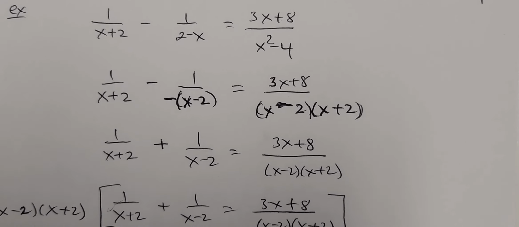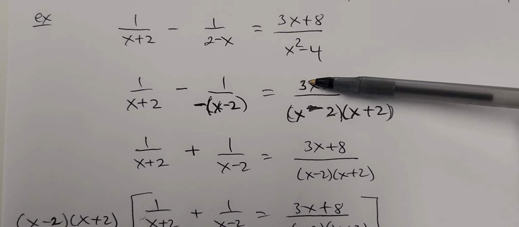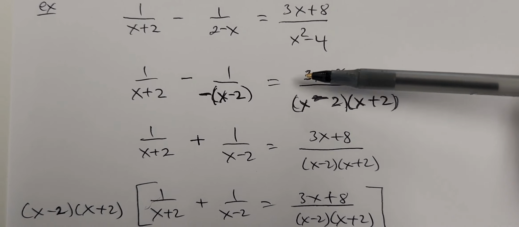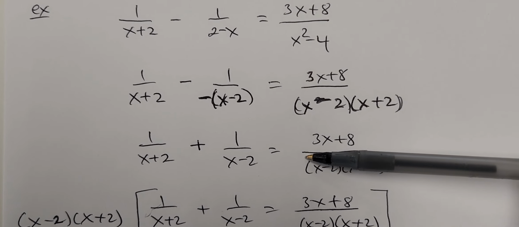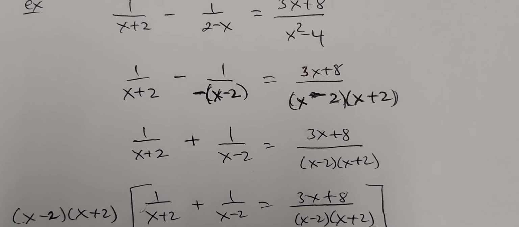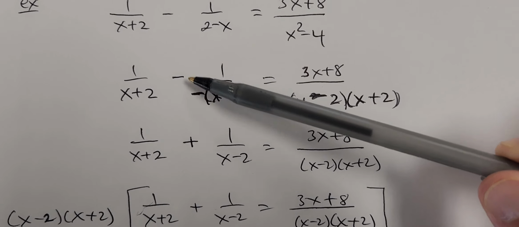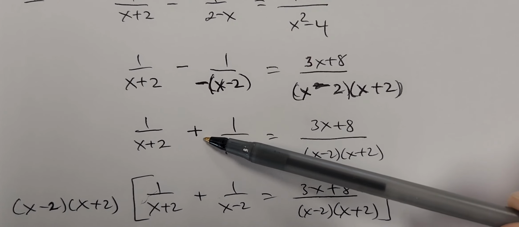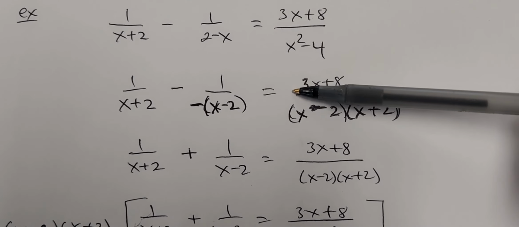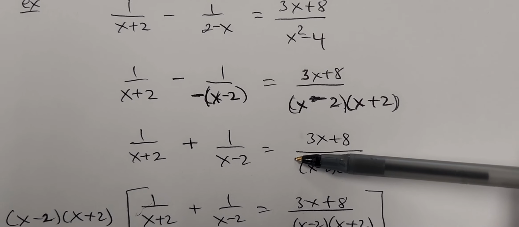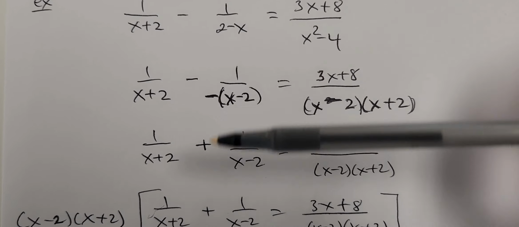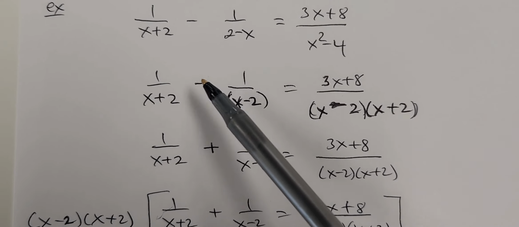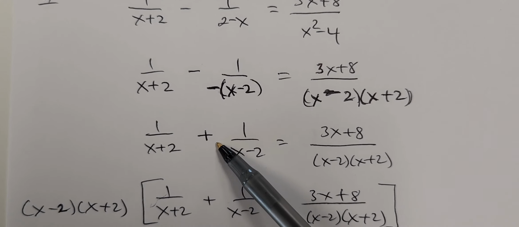Now, this line will be moved down to this line. The only thing that is changed is that there are two negatives, so negative and negative become positive.